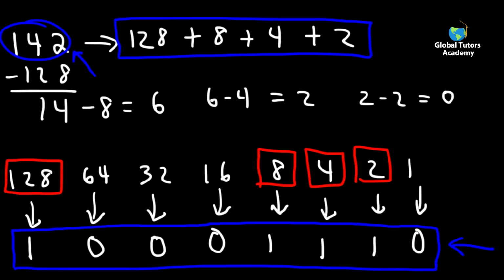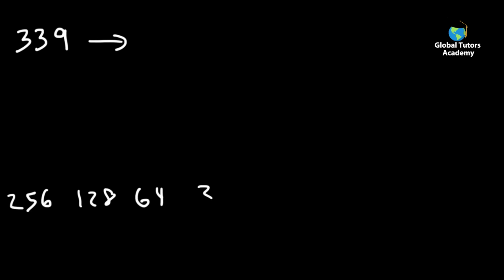Now here's another example. Let's try a bigger number, 339. This time, we'll need a number that's higher than 128. If we do 128 times 2, it'll give 256. For way higher numbers, just employ this pattern. So we have 256, and then 128, and then 64, 32, 16, 8, 4, 2, and 1. So 256 is the highest number in this list that's just under 339.